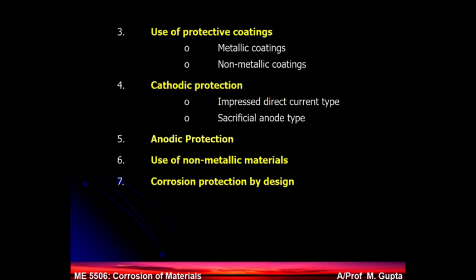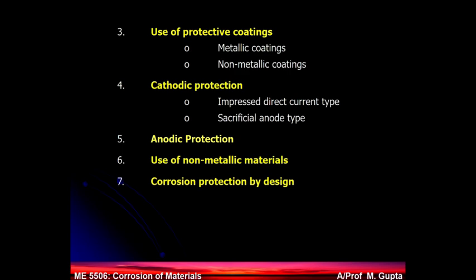For separation, you can have two type of coatings, metallic coatings or the non-metallic coatings. So you'll see some examples of that. In the cathodic protection, where the structure that you're protecting is made cathode, there are two ways to do that. One is the impressed direct current method. Second is the sacrificial anode type. So you will understand what these kind of methods are.